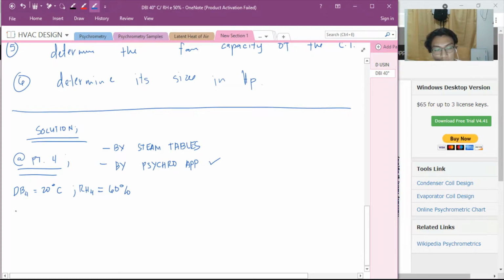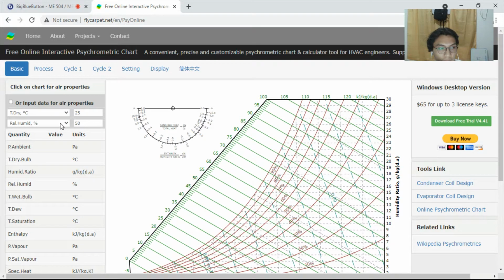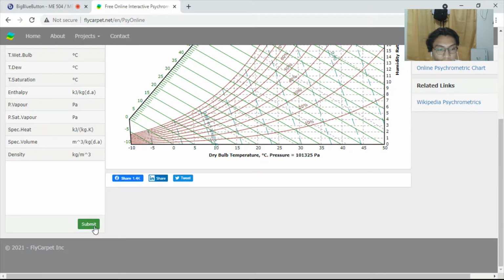Now, alamin natin yung temperature wet bulb 4, yung dew point at 4, yung omega sa 4, ano pa, yung specific volume at 4, and then yung kanyang enthalpy at 4. Okay, hanapin natin isa-isa yon. 20 and 60. Ang pindutan, alam na natin kagad lahat.